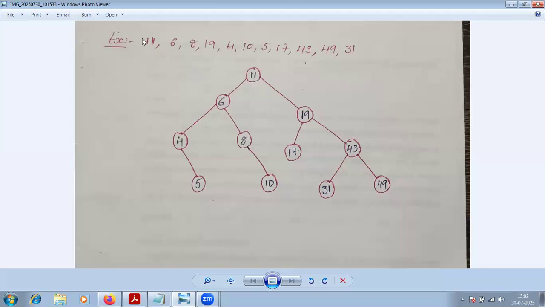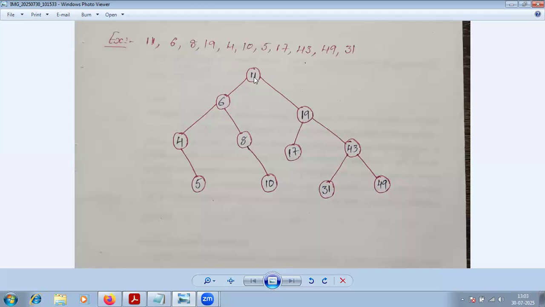I have taken 11 as the root node. Next, I'm going to take the next element, 6. Where do we have to place 6? Compare 6 with the root node. It is less than, so according to the definition, it is placed on the left side of the root node. If it is less than the root node, it should be placed on the left side. Next, take the next element, 8.